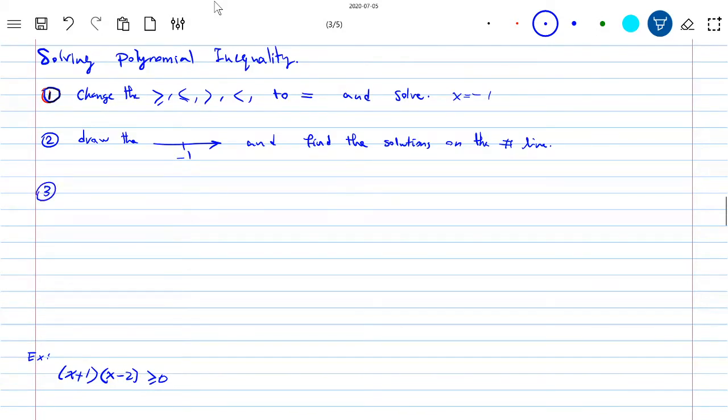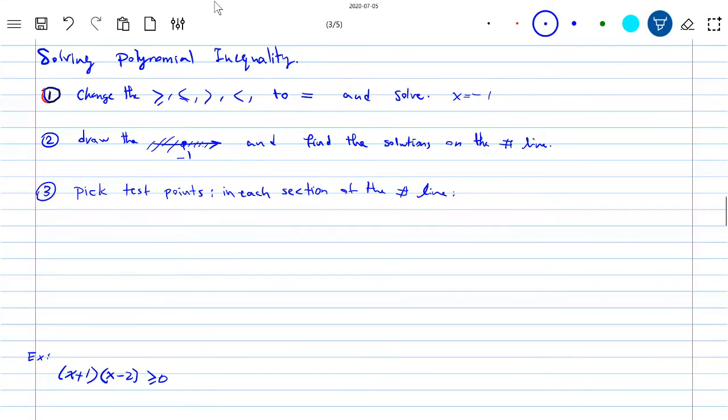Third step: pick test points. Where do you pick the test points? In each section of the number line. So if you have a solution like -1, the -1 splits the line into two sections. One is the left side, the other one is the right side. You pick a test point on the left side, and a test point on the right side. That's what I mean by picking a test point in each section.